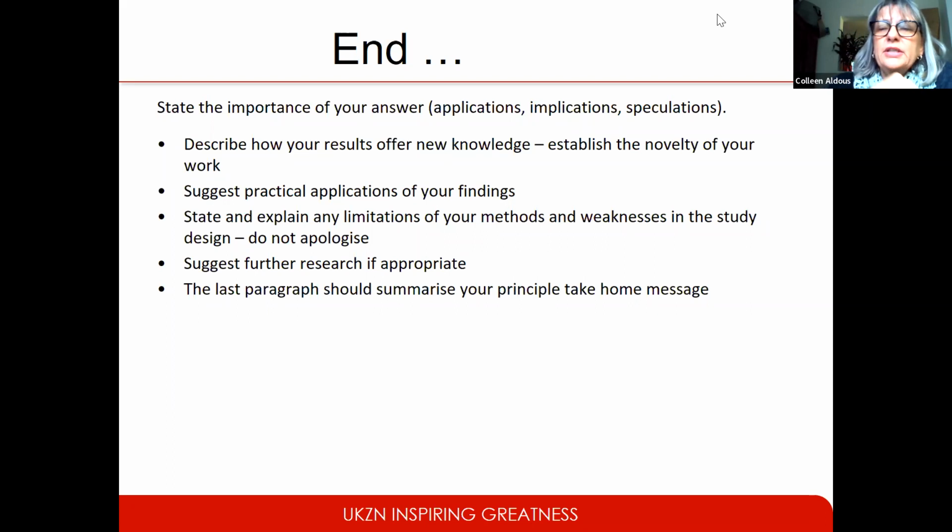Suggest further research. The thing about suggesting further research is that it shows that you really are mentally engaged in your work. You know where you are in this. You know where things can go forward. You know where the whole science has come from. So it shows that you've intellectually truly engaged with your research question and know exactly where it's going to be fitting in. And then again, to emphasize, the last paragraph should summarize your principal take-home message.